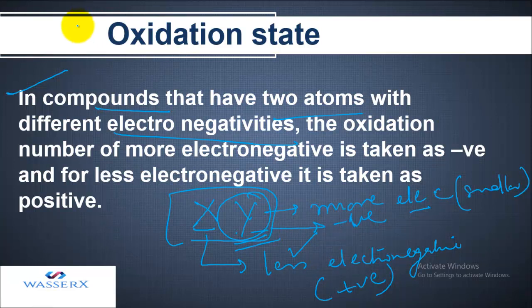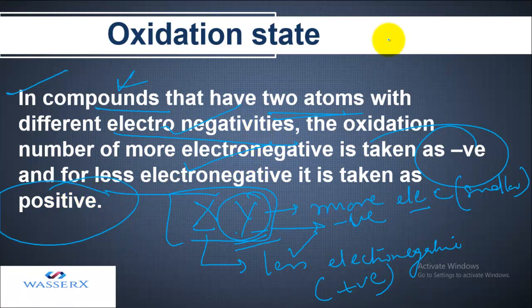So this is what is written here. That is, in compounds that have two atoms with different electronegativity, the oxidation state of the more electronegative is taken negative, and for the less electronegative, it is taken positive. Let's take an example. Let's say if I have NaCl. We know that Na and Cl both have different electronegativity. That is, Na is electropositive, or you can say has less electronegativity, and Cl has more electronegativity.